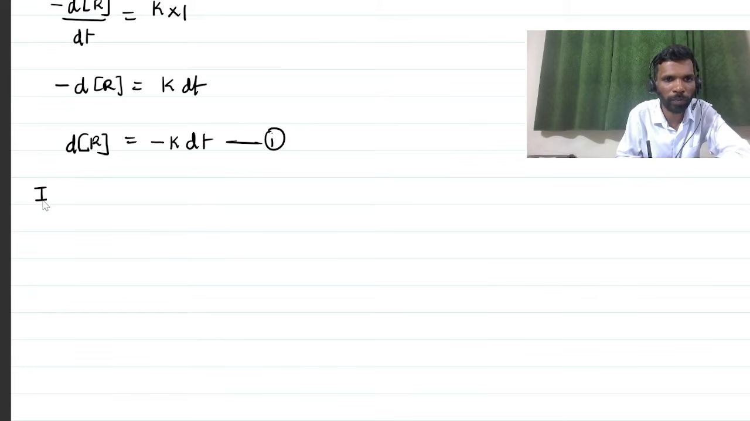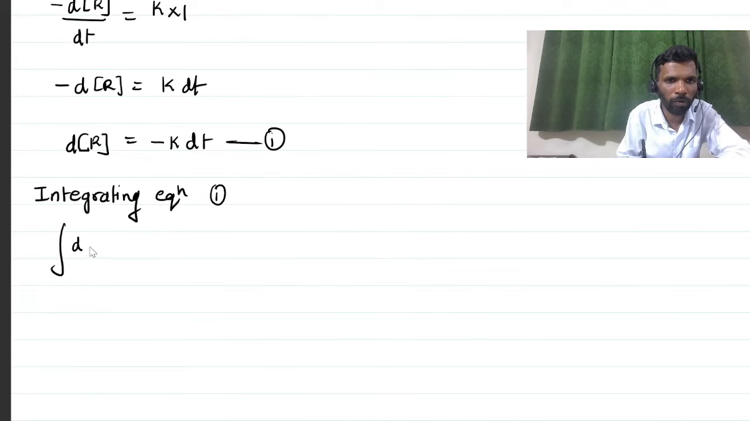Integrating equation 1, I'll write the integral of dR is equal to the integral of minus K dt.